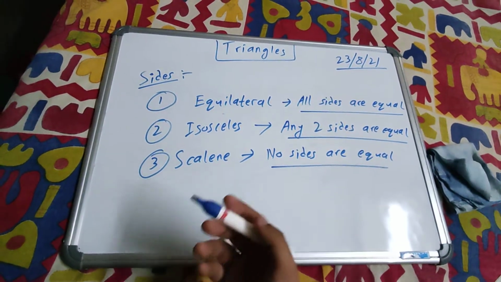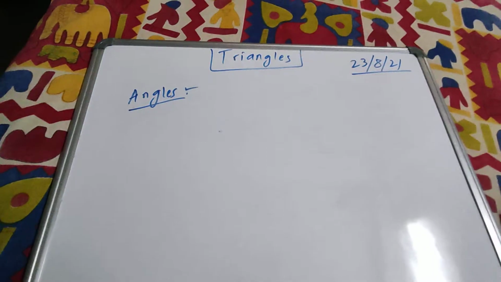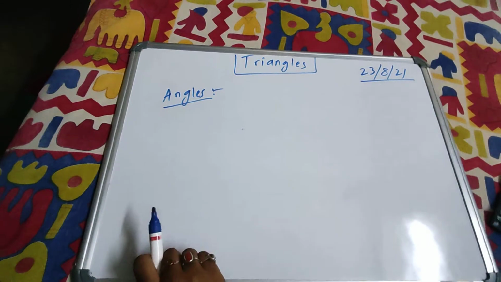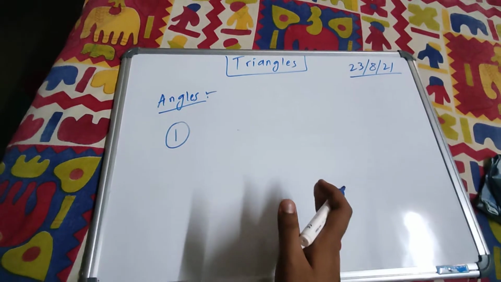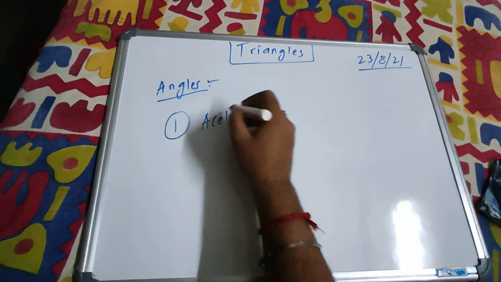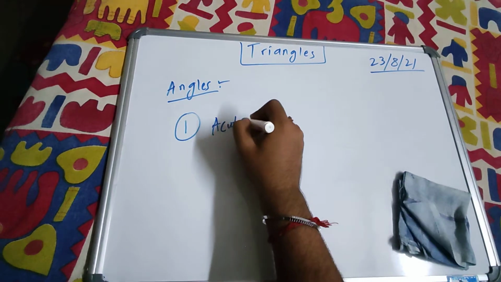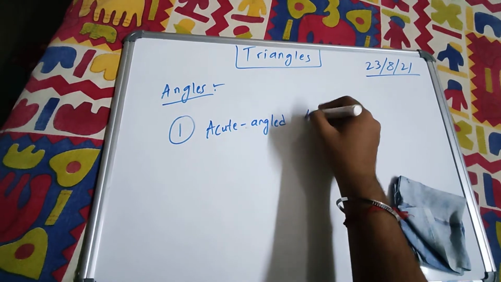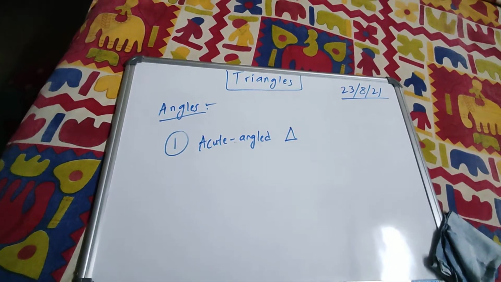Next we will take up angles. Classification of triangles based on angles. Based on angles, triangles can again be classified into three types. Number one is the acute angled triangle. What is an acute angle triangle?